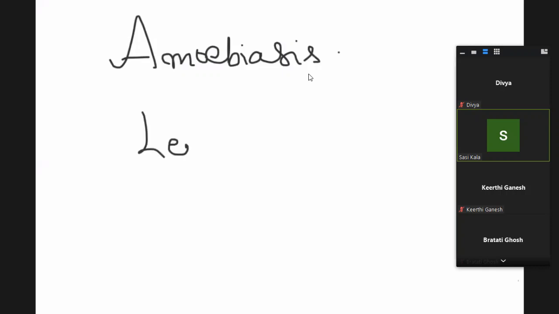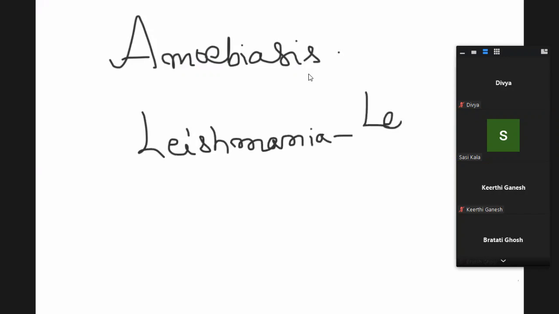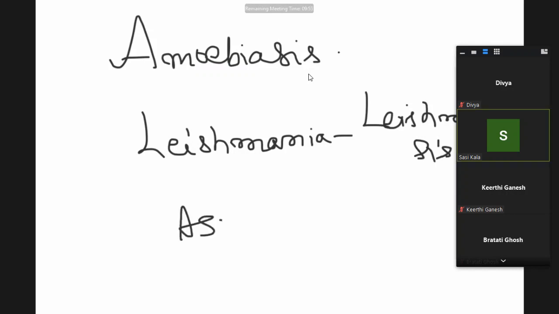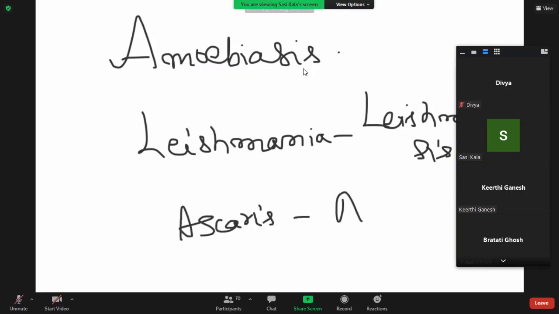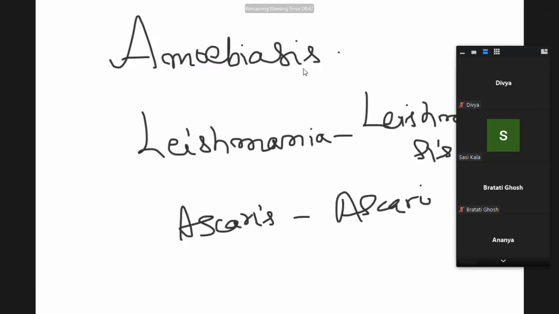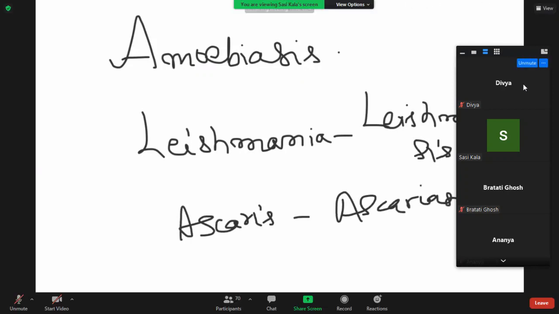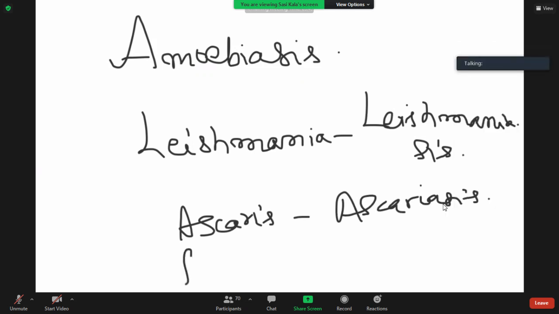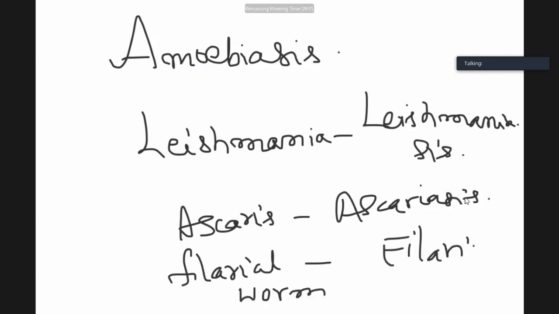Now, Leishmania causes leishmaniasis. Ascaris causes ascariasis. Filarial worm causes filariasis. Usually we use it like this.